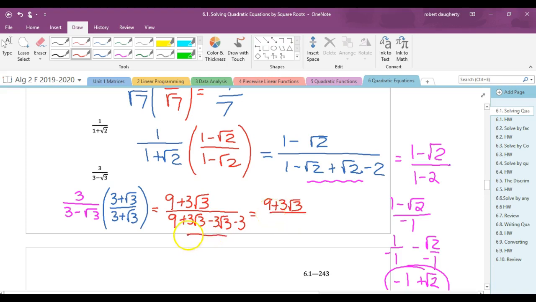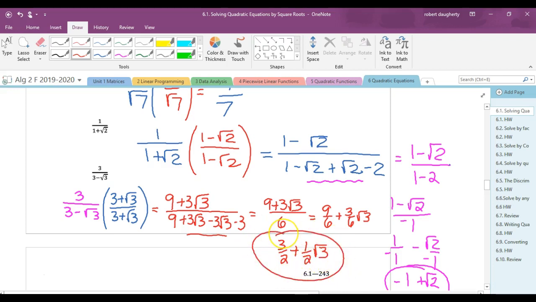What happens to these inside terms there? They go away, and you're left with 9 minus 3, which is 6. So you get 9 over 6 plus 3 over 6, the square root of 3. What's 9 over 6? 3 halves. What's 3 over 6? 1 half. Okay. So there's your answer: 3 halves plus 1 half square root of 3.